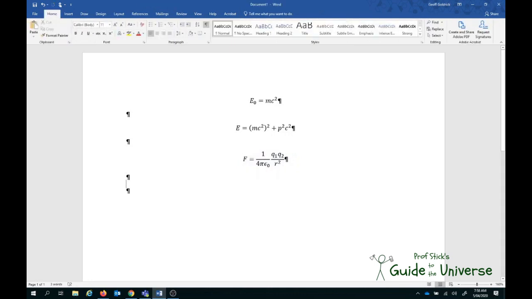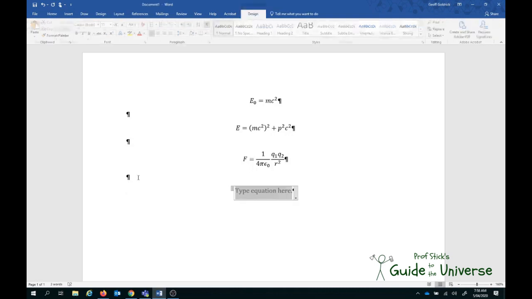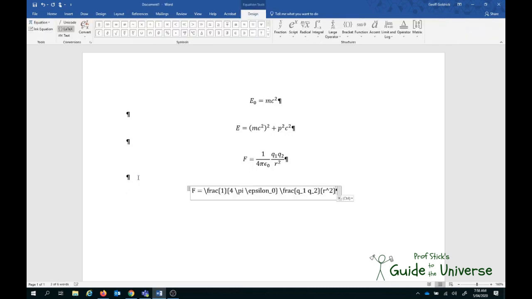So we're going to rearrange this to make R the subject. So once again, Alt equals will bring up the equation editor. We'll paste in the previous LaTeX commands. And I can copy the R squared from the right-hand side across to the left-hand side, and then copy the F from the left-hand side across to the right-hand side.